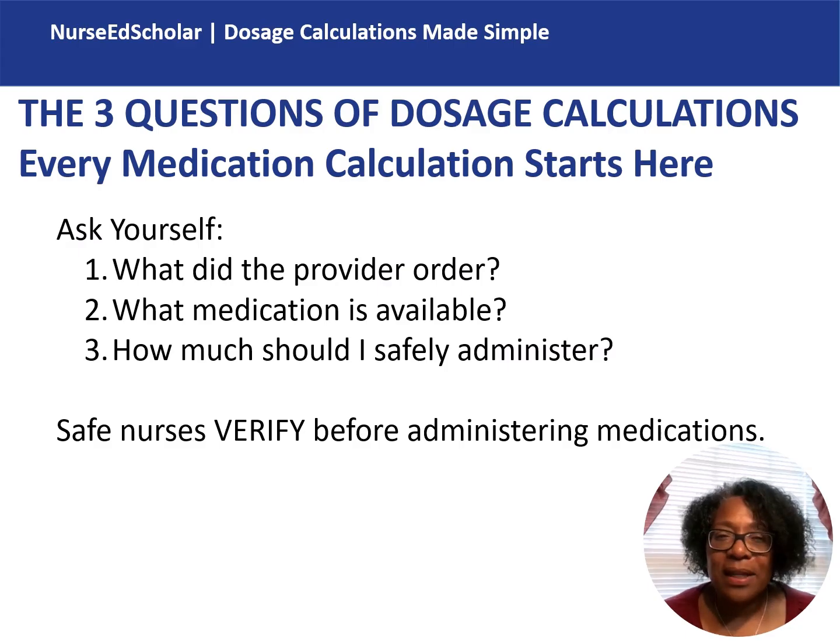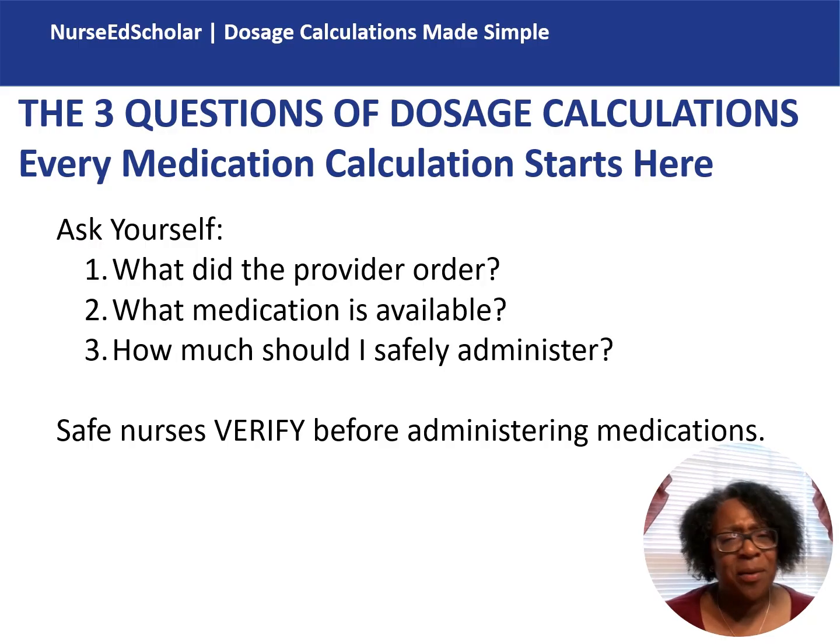Now, before you even start calculating, you need to understand why calculations matter. And I talked about it a few minutes ago. Every medication order has three questions. What did the provider order? What medication do you have? Just because the doctor may order a dose, you may not have it in that dose. So that's where calculations are very important. And how much should you give safely? One thing is giving a medicine, but you're giving it safely.